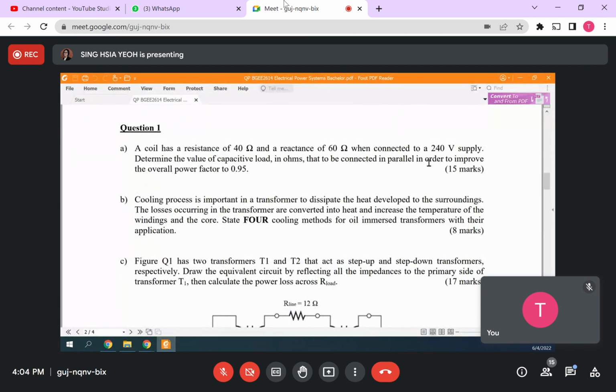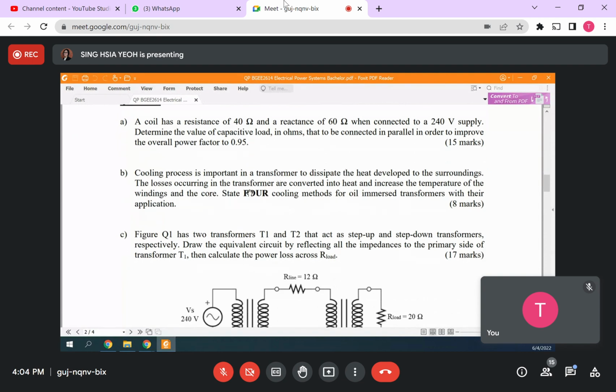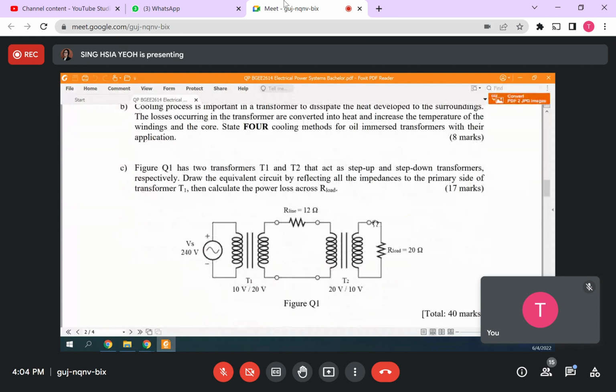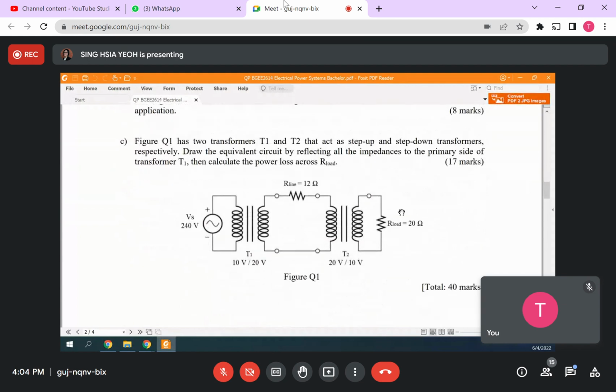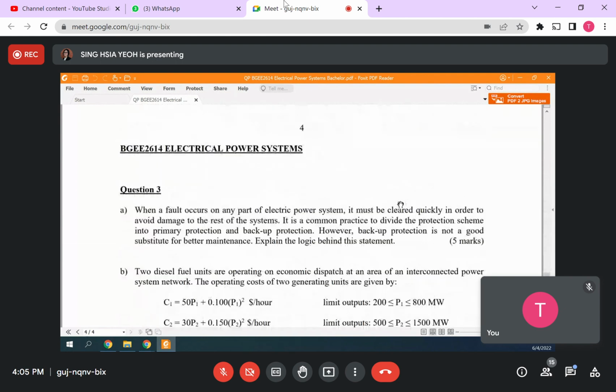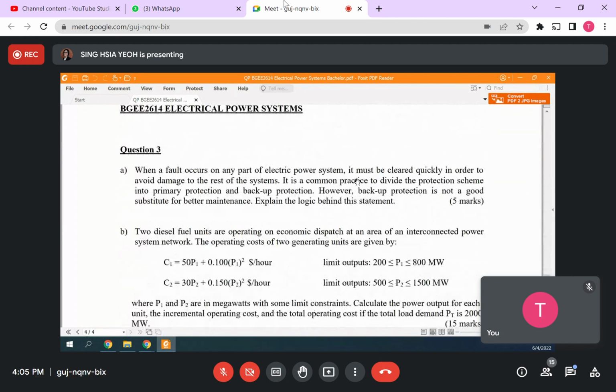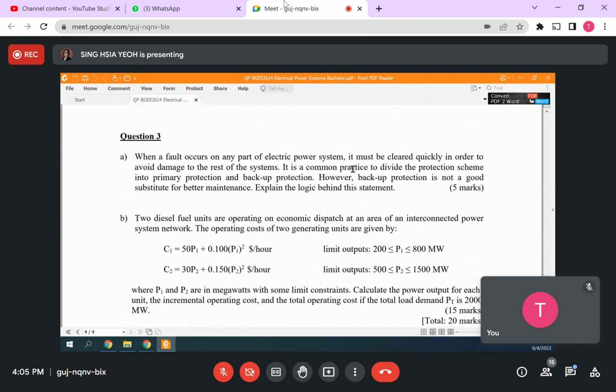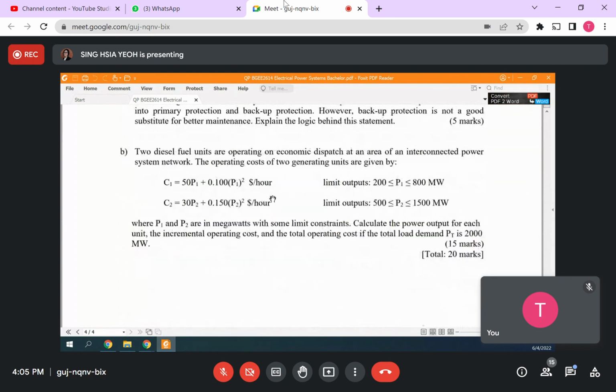Capacitor load connected in parallel in order to improve the power factor. You should know how to do it, right? Like your test. Then four cooling methods, this one is a theory question. Then these questions are actually the mapping, secondary mapped to primary. Then we have long questions, explain the backup protection theory question, and then the economic dispatch problem where I give limits.